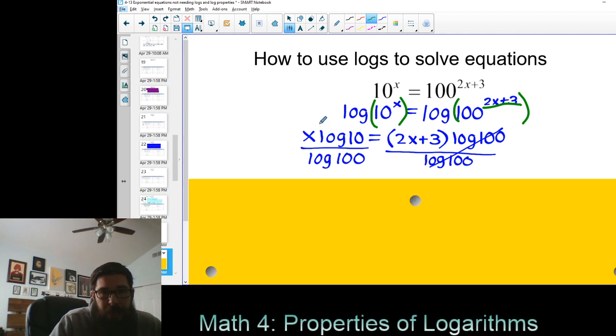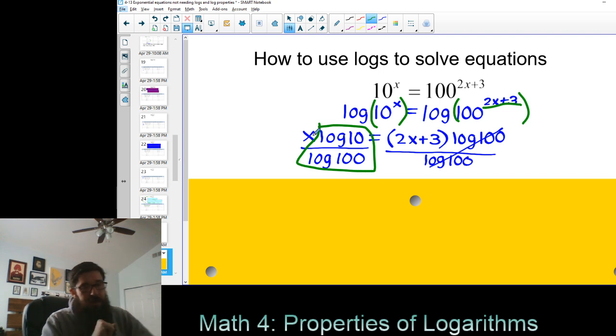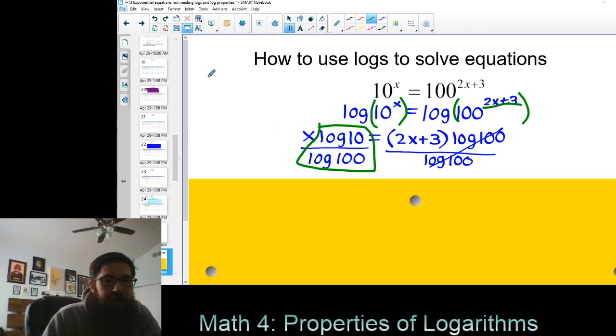Now, this, I need to figure out what it's worth. We can approach this two ways. You could, in a calculator or even Google, type log 10 divided by log 100. Hit enter. Let's reason out what this one's actually going to be.